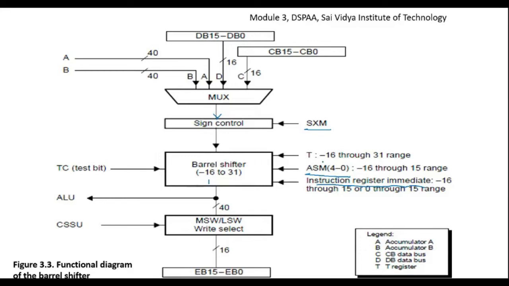Based upon the value present in the accumulator shift mode, or based upon the condition of the temporary register T, and also based upon the instruction register IR register immediate. I can perform the shifting from -16 through 15 or 0 through 15, or I can perform -16 to 0, again 0 to 31.